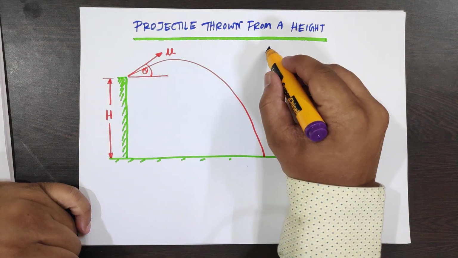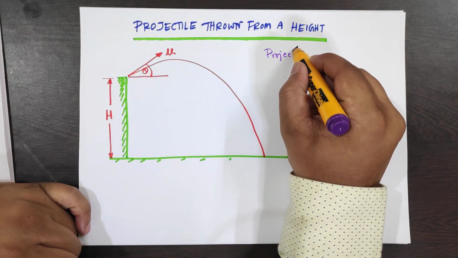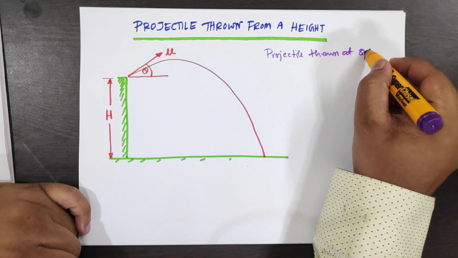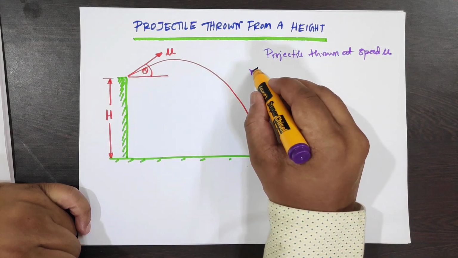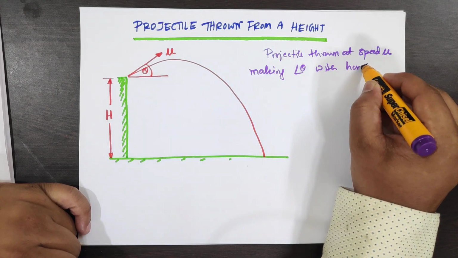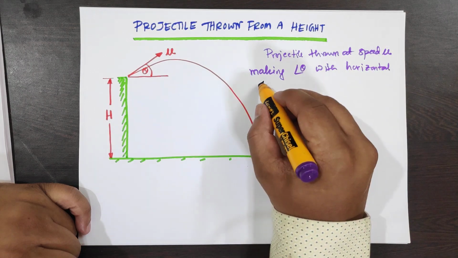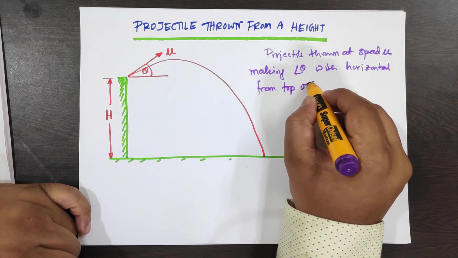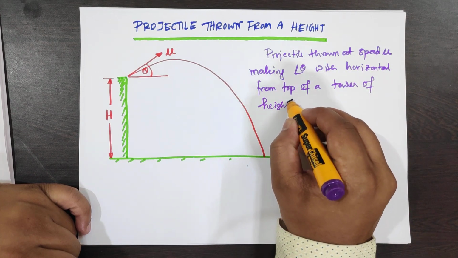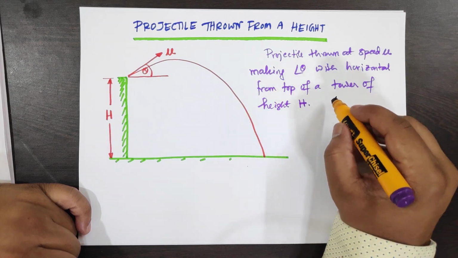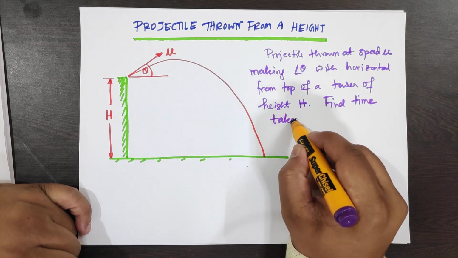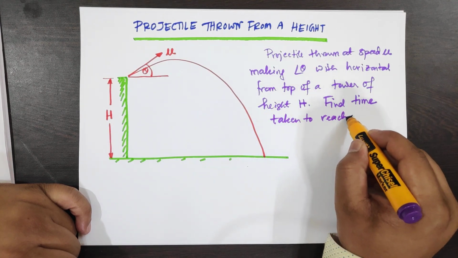So a projectile thrown at speed u, making angle theta with horizontal from top of a tower of height h. Okay, find the time taken to reach ground.